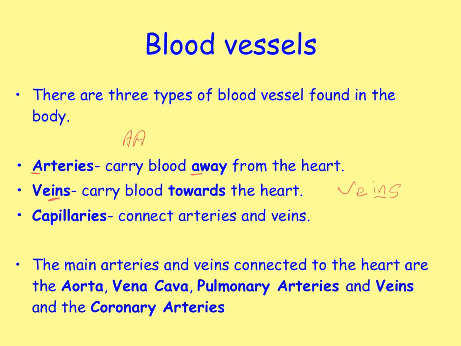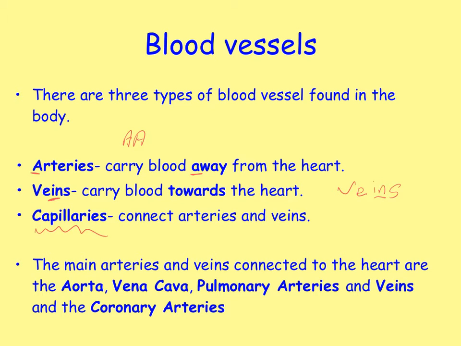And then there are the smaller blood vessels, because what happens is the arteries start to branch into smaller and smaller blood vessels. They branch into arterioles, and then they branch into capillaries. And then this capillary network starts to form into venules, and they form into veins, and that carries the blood back towards the heart. So the thing that connects the arteries and the veins are called the capillaries.